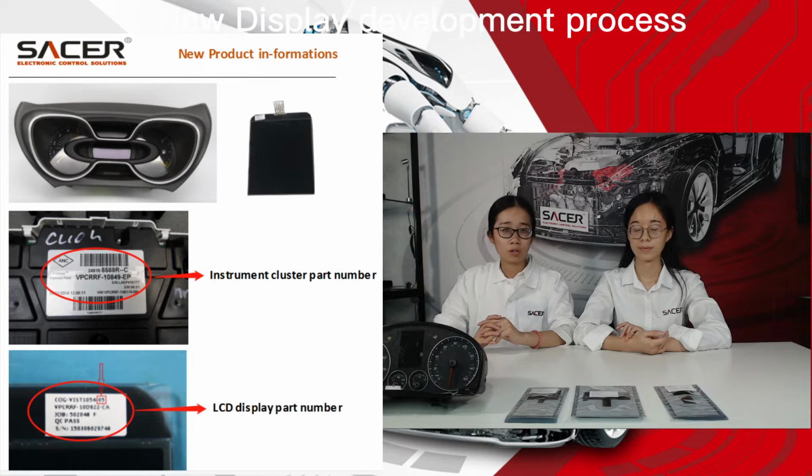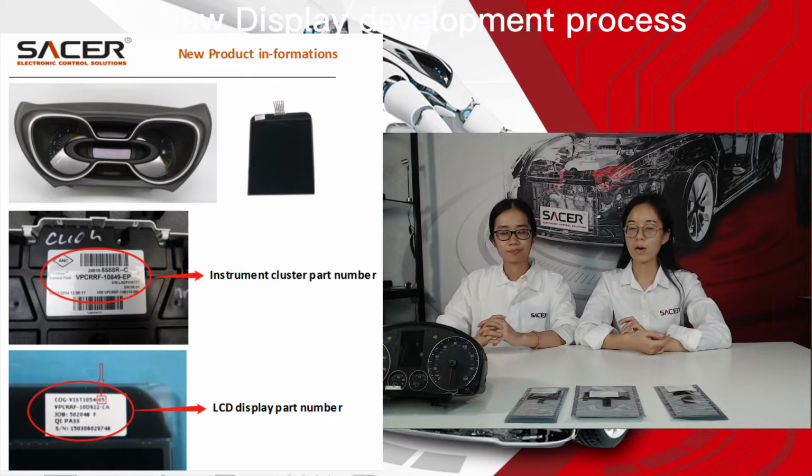First, we will receive new requests from customers, and the customer needs to offer us some detailed information about the product, including the photo, the instrument cluster part number, the display part number, and the car vehicle model and year. These are all the necessary information.